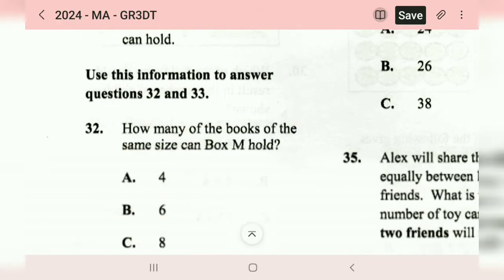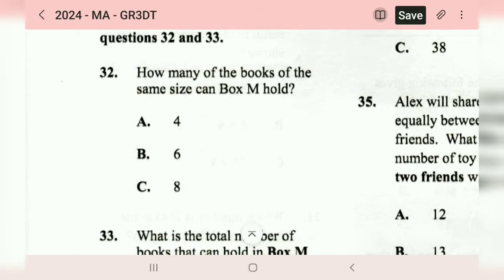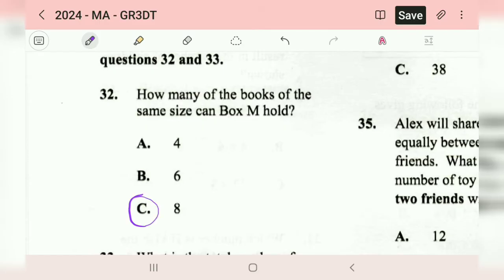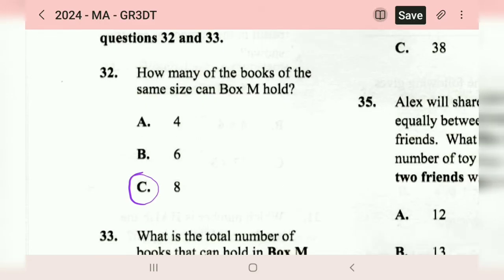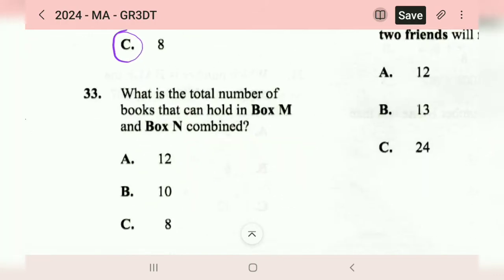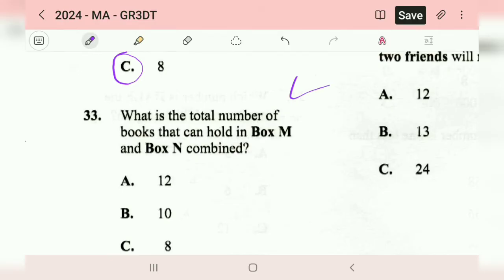Let's see. How many of the books of the same size can box M hold? And we did put that as 8 because it's 2 times what N can hold, and N can hold 4. 33. What is the total number of books that can hold in both, box M and box N combined? So one is going to hold 4 and one is going to hold 8. 8 plus 4 is 12. So it's A. 12 will be for both of them.